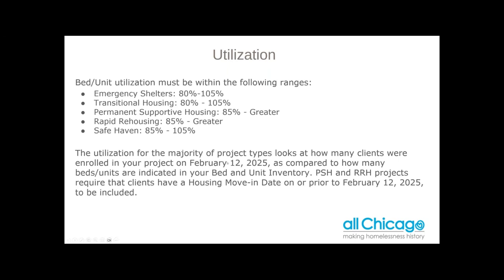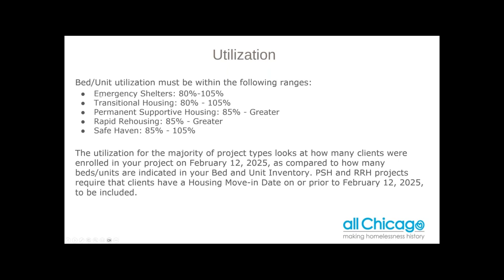The utilization for the majority of project types looks at how many clients were enrolled in your project on February 12, 2025. That's the point in time date that we're using for this iteration of data quality. So you'll see this date again. It's compared to how many beds and units are indicated in your bed and unit inventory.